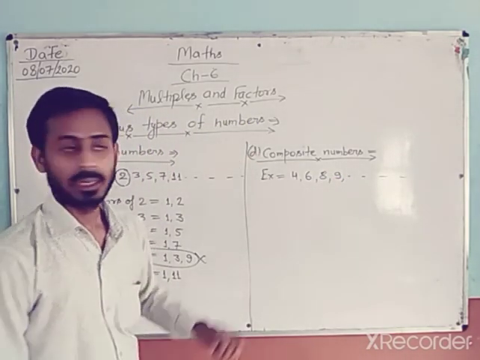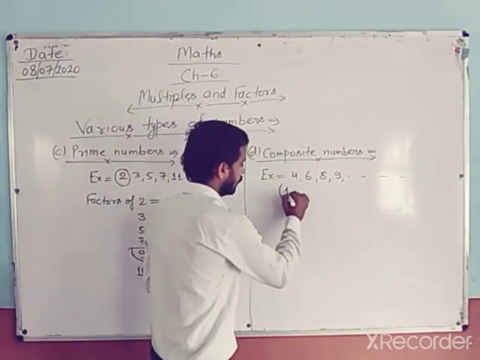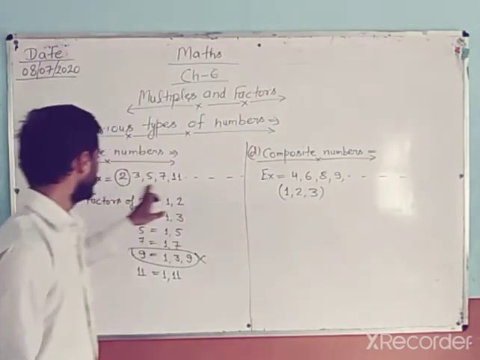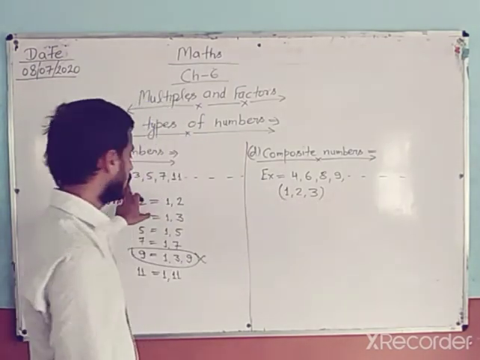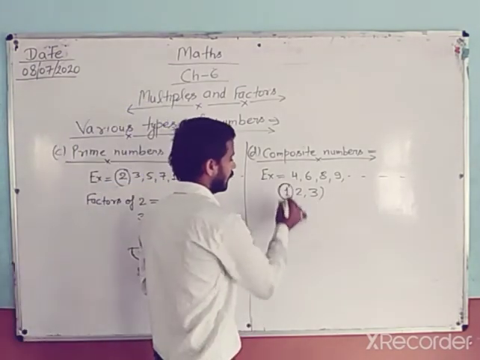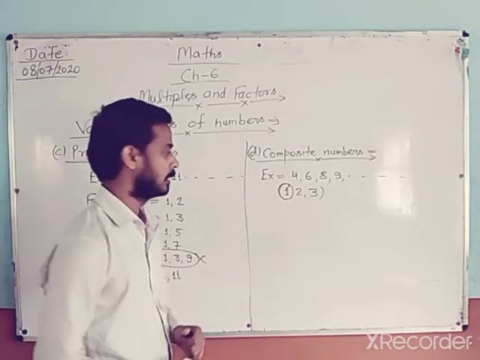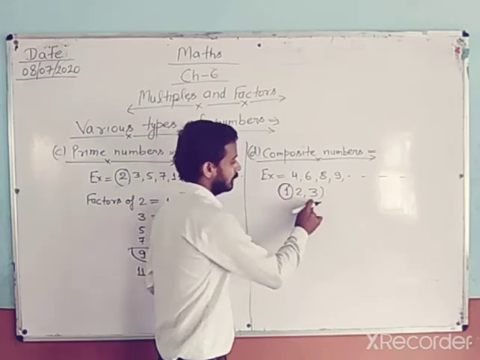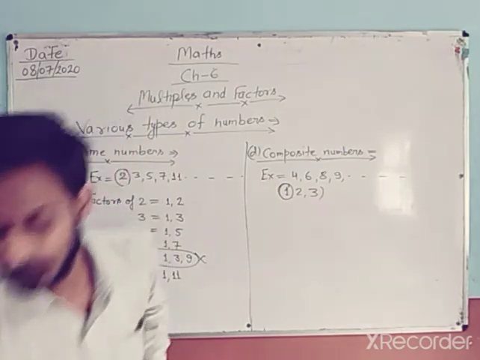Okay, clear? Why not 1, 2, 3? Because 2 and 3 are prime numbers, and 1 is neither composite nor prime number. Clear? That is why, except 1, 2, 3, directly we will take 4 as the first composite number.